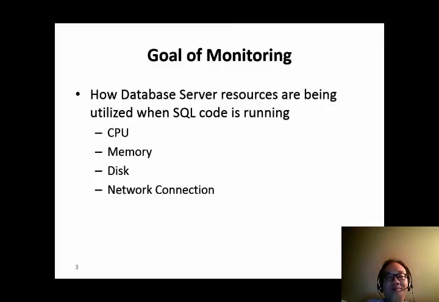For database administration, we want to focus monitoring on the database server. To be more specific, we want to monitor the database server resource utilization when the SQL code is running. We want to monitor CPU, memory, disk, and network connection.